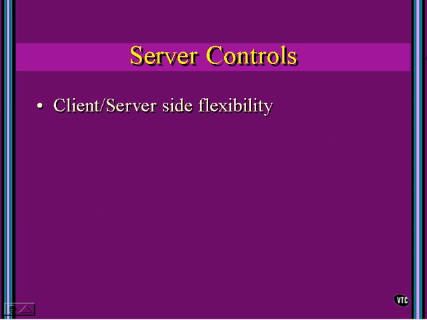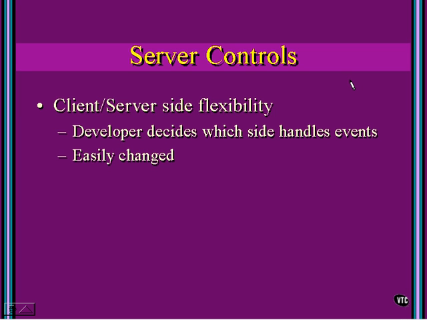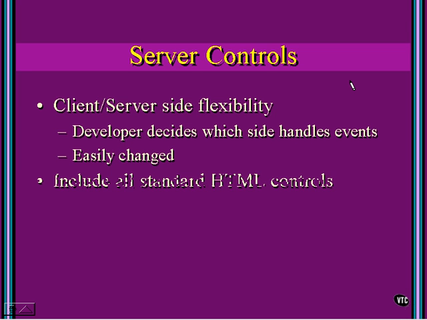Now what does this give us? Well, the main thing that server controls give us is client server-side flexibility, and this is huge. We've not had this a whole lot in web development over the past few years. The developer decides which side handles the events, and this can be easily changed just by removing this information and writing the code where we want it. So we can easily decide where we want this. Now, this includes all standard HTML controls. If it's a standard HTML control, you can do this with it.